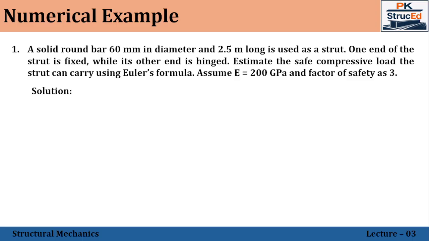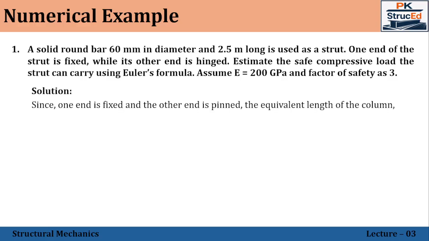Right. So here the most important step is identifying the end conditions. For a column with one end fixed and the other end hinged, the effective length will be calculated as L divided by root 2. Here L is given as 2.5 meter. So 2500 divided by root 2 will give the equivalent length or the effective length, which is 1767.77 mm. So this means the column is more stable than a pinned end column if both the ends are pinned, but less stable than a fixed end column.